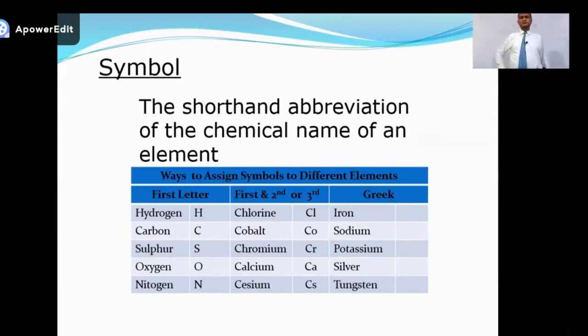Iron. What is the symbol of iron? The symbol of iron is Fe. Why? There is no F and no E in iron. It means there is something different. Why? Because Fe is chosen from its Latin or Greek name, the Latin name, ferrum.